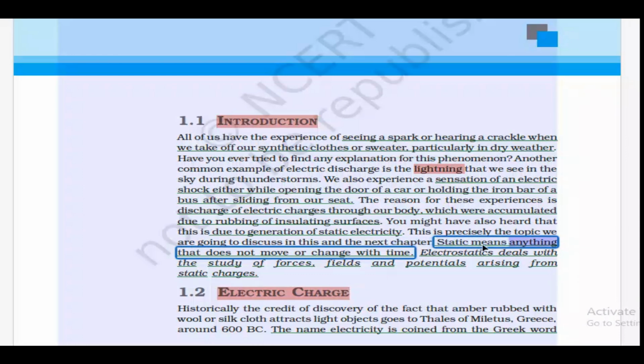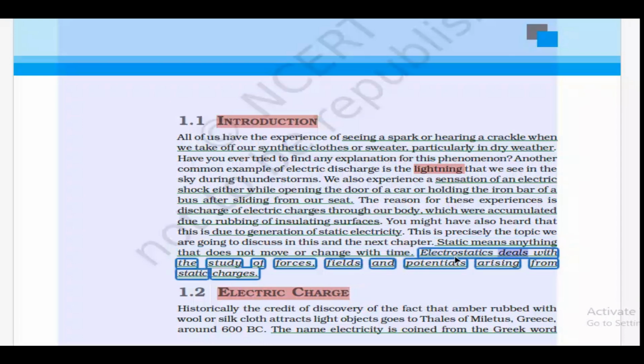Static means anything that does not move or change with time. Electrostatics deals with the study of forces, fields and potentials arising from static charges.